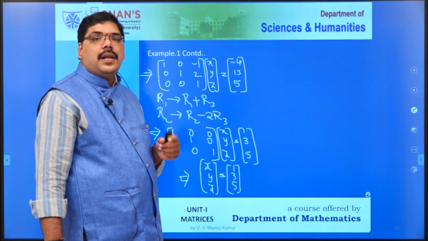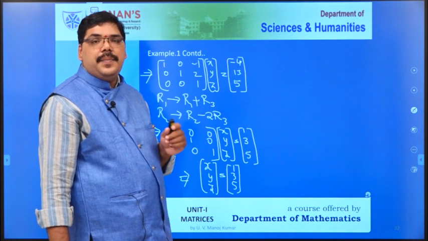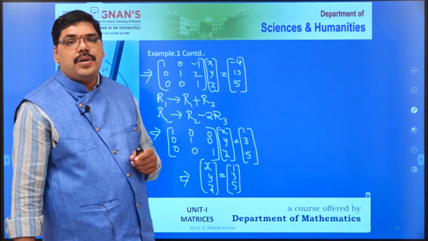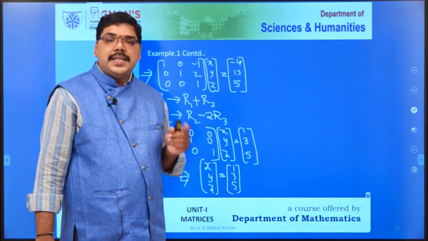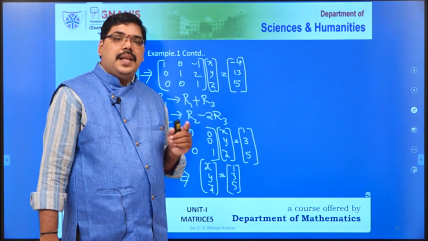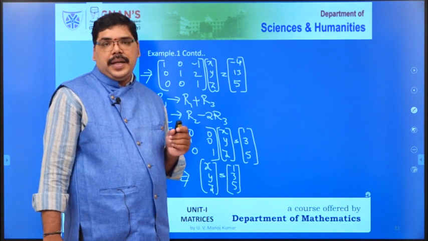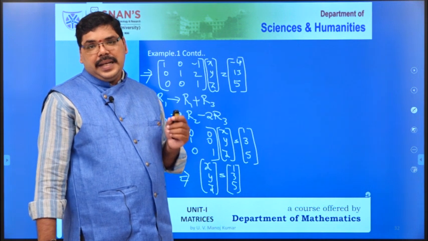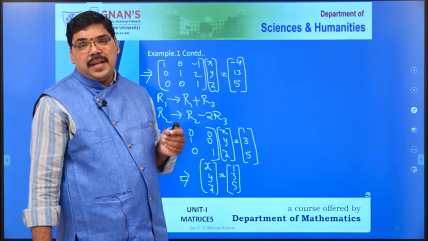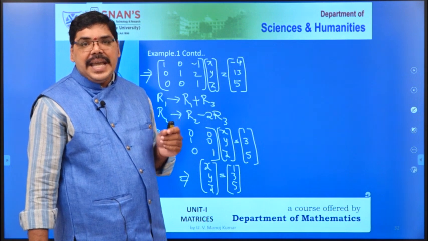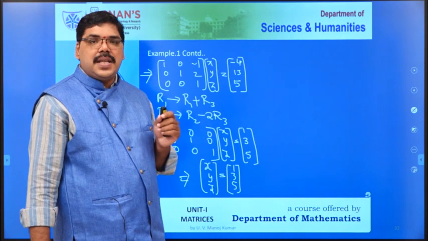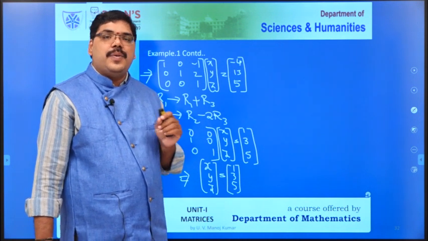So recall the difference between the Gauss elimination method and the Gauss-Jordan method. The major difference is that in the Gauss elimination method, we reduce matrix A into echelon form, whereas in the Gauss-Jordan method, we reduce matrix A into normal form. This is the major difference. You have to remember this.